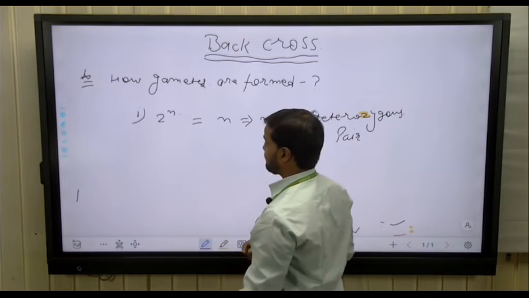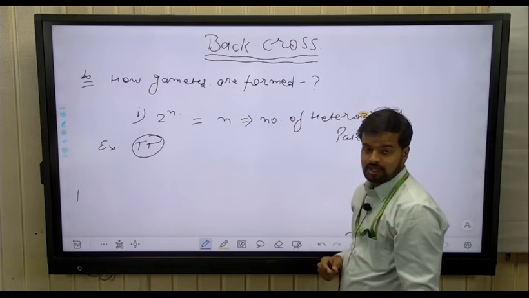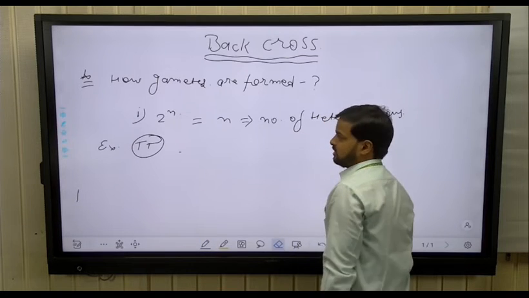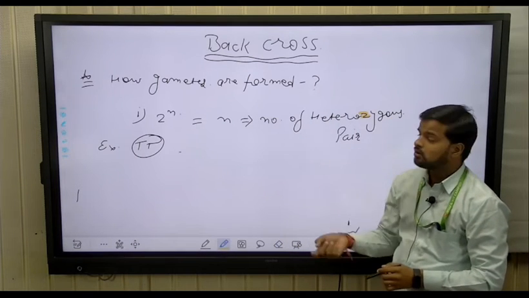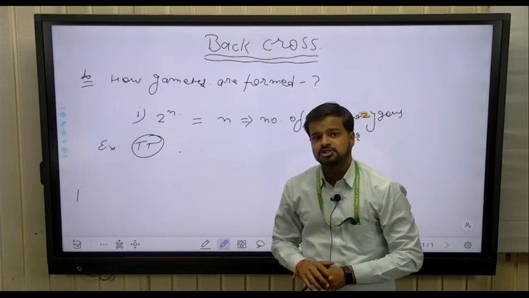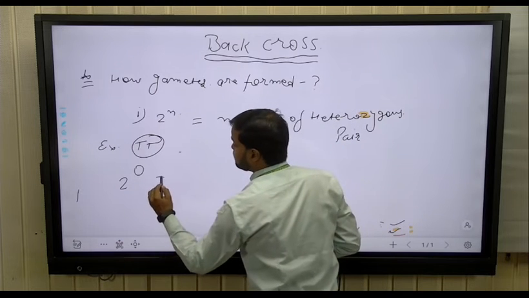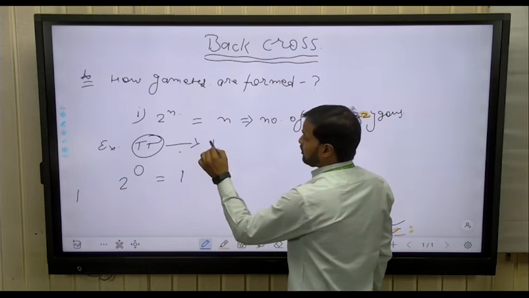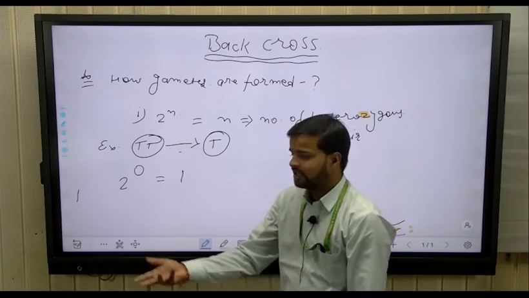For example, we take this genotypic composition and we want to know the gametes of this genotype. We solve this question with this trick. What is the value of n? The value of n is 0, because the heterozygous pair is absent. That means only homozygous pairs are present. So the value of n is 0, and 2 to the power 0 is 1. Hence we obtain only a single gamete. It is clear how this trick works. Another example is what?